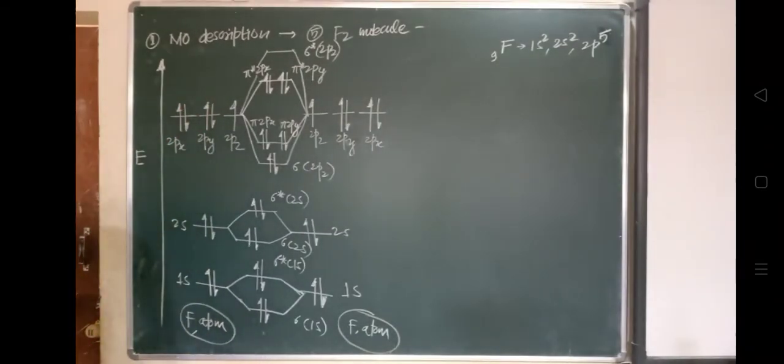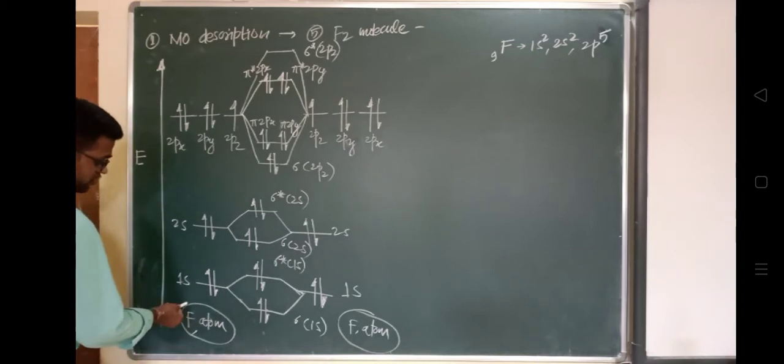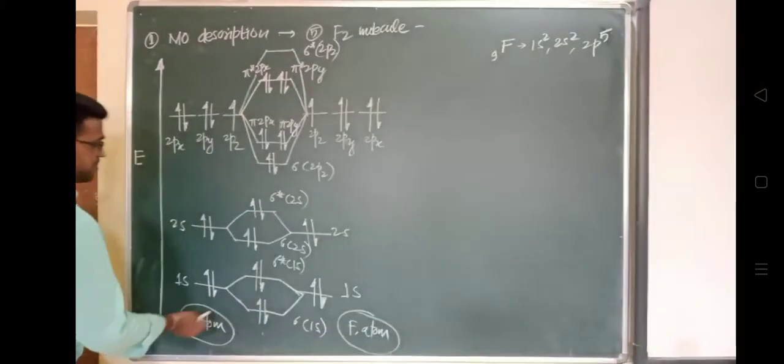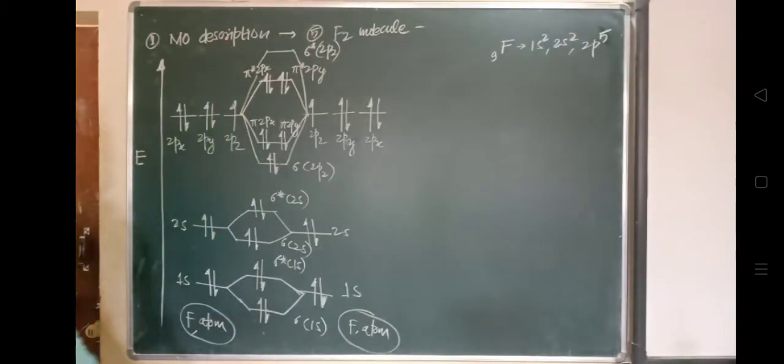So this is the molecular orbital description of the F2 molecule. This is one fluorine atom and this is the other fluorine atom, which combine to form the F2 molecule, shown in the middle.